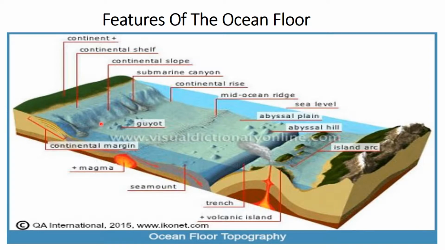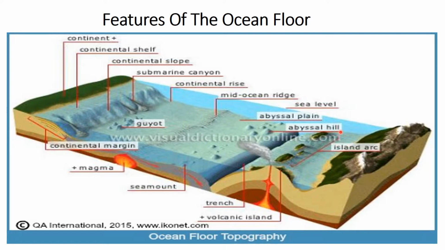From here we have the ocean floor. The ocean floor has various types of features. This entire plain area, a flat surface like this, is known as the abyssal plain. And then these small hills which rise from the ocean floor are known as abyssal hills.